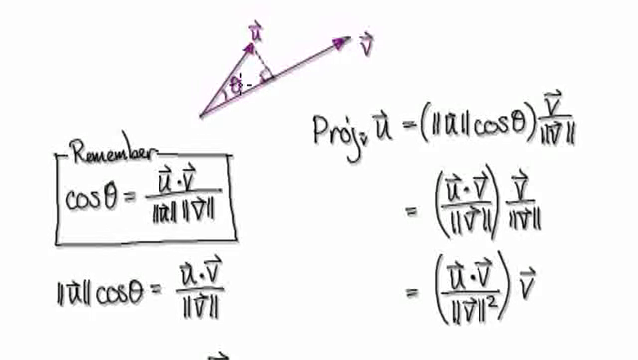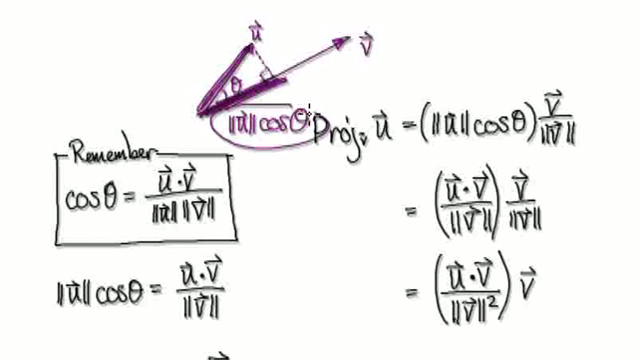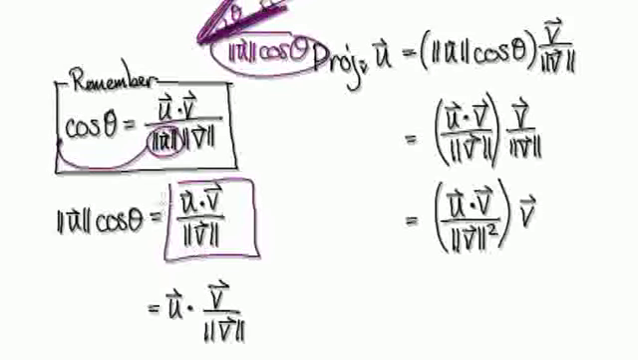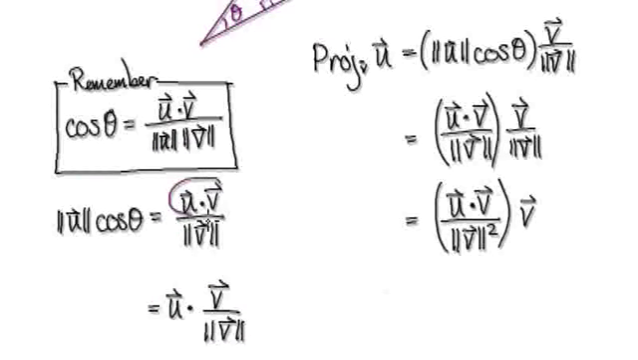Basic trigonometry here will tell you that this length is the magnitude of u cos theta. If you know this length, then you can work out this length. If you multiply this by the magnitude of u, that will give you this. Now from here you can jump to here, because remember, this is the dot product divided by the magnitude of v.